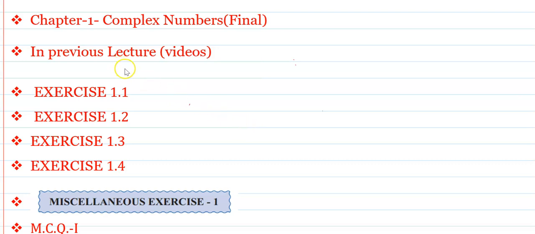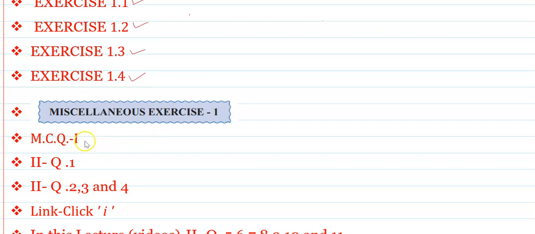Hello friends, in this chapter, complex numbers, I had completed exercises 1.1, 1.2, 1.3, 1.4 and the miscellaneous exercise. From the miscellaneous exercise, I had completed the MCQs from part 1, question number 1 from part 2, and question numbers 2, 3, 4 from part 2.